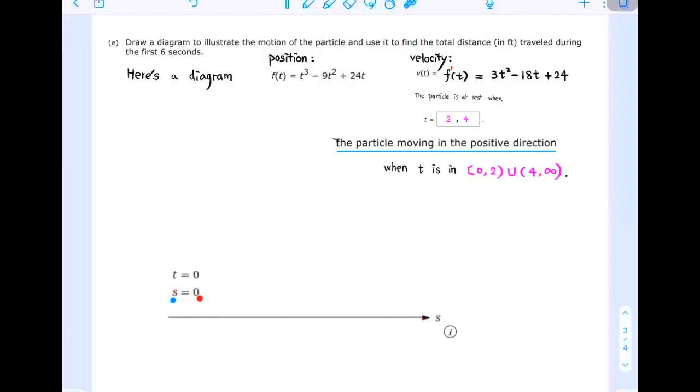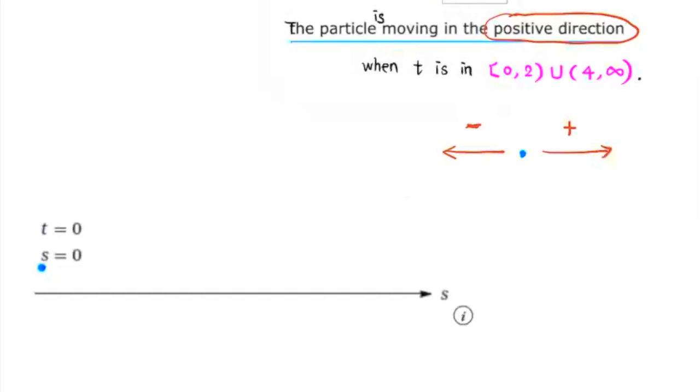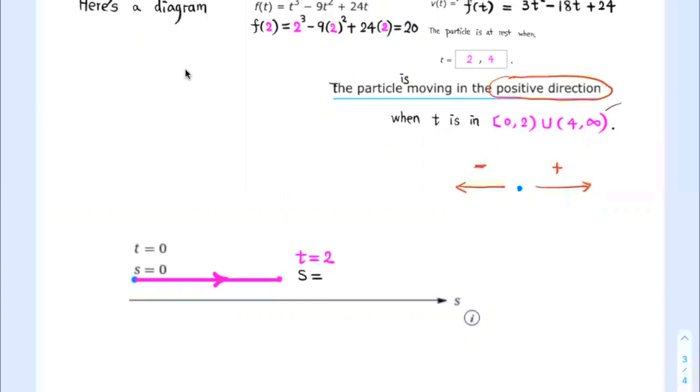The initial position over here is equal to 0, and the time here is equal to 0. Notice that we're going to define the positive direction to be going to the right, and going to the left will be the negative direction. When t is in the time interval from 0 to 2, the particle is moving in the positive direction. So we draw this arrow pointing in the positive direction. In this case, it is pointing to the right.